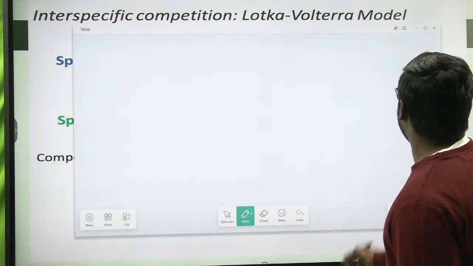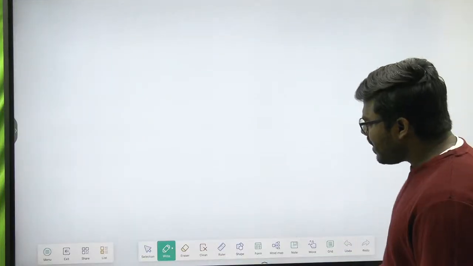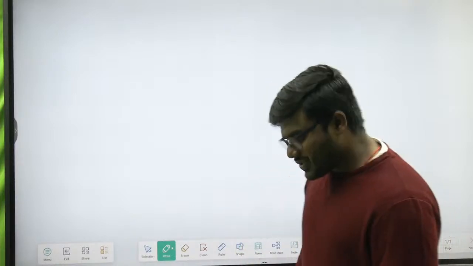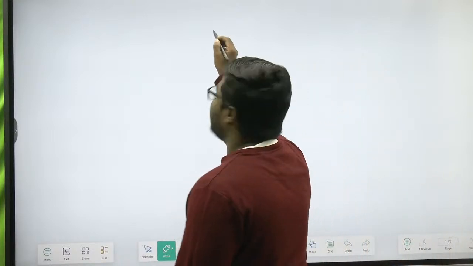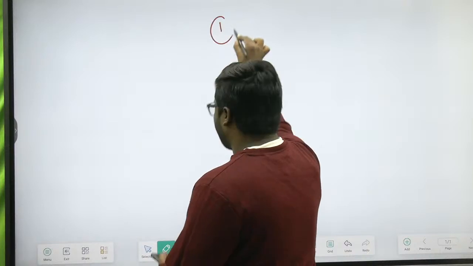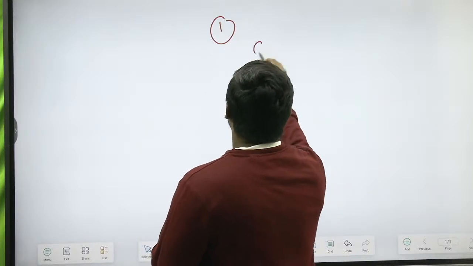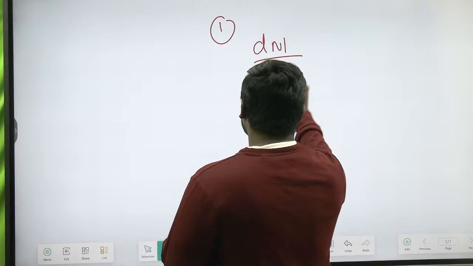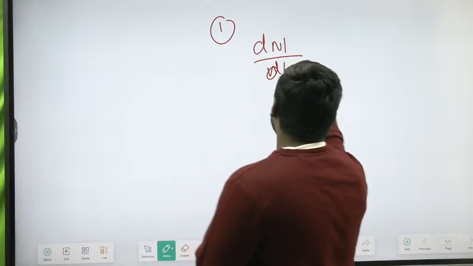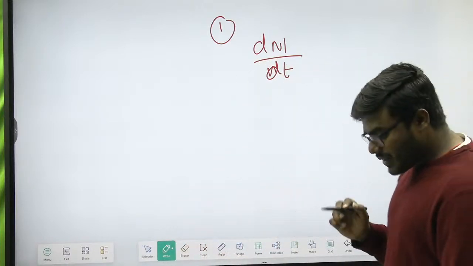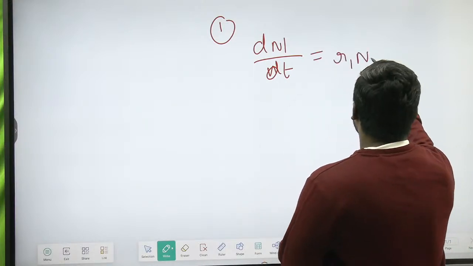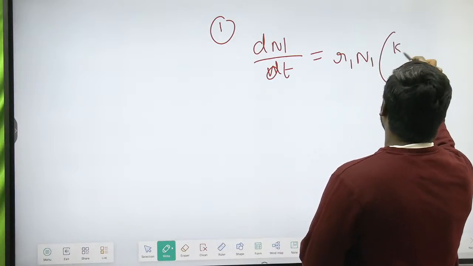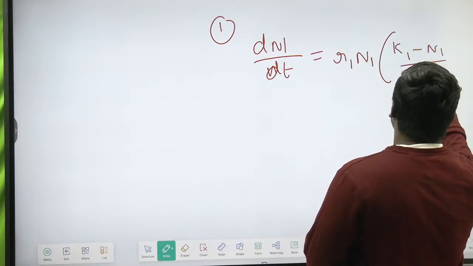First let me write a normal equation between two species, a normal equation of two species which are growing alone without any competition. So how can I write it for species 1? We can write dN1 by dt equal to, I am writing an equation for the species which is growing alone without any competition, so it will be r1 N1 (K1 minus N1) by K1.